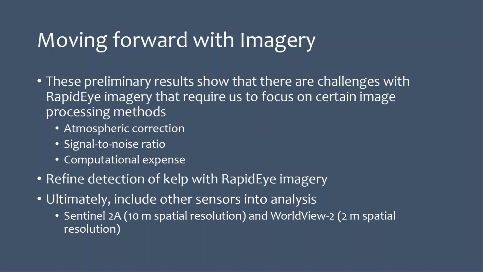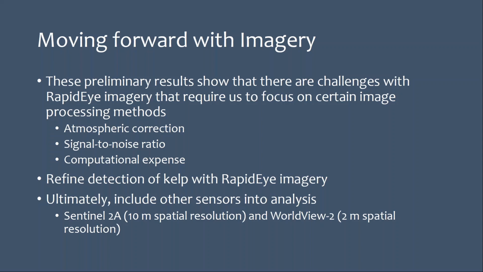So we're conducting all of the atmospheric correction methods ourselves, and signal-to-noise ratio is important. Usually for higher spatial resolution satellites, the signal-to-noise ratio decreases, which may impact our ability to measure kelp or anything with these high-resolution commercial satellites.